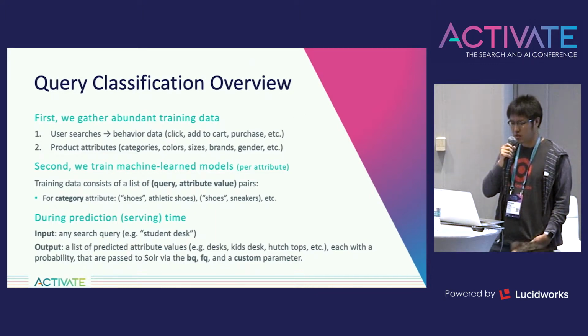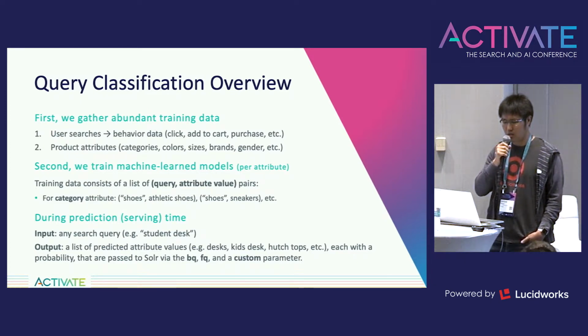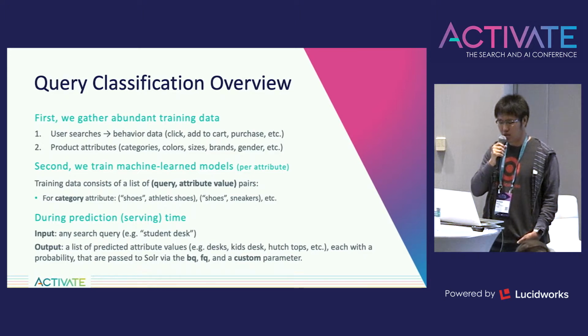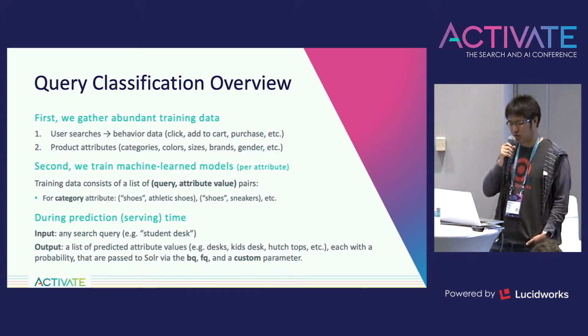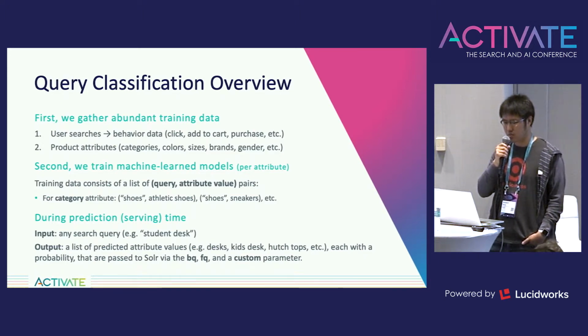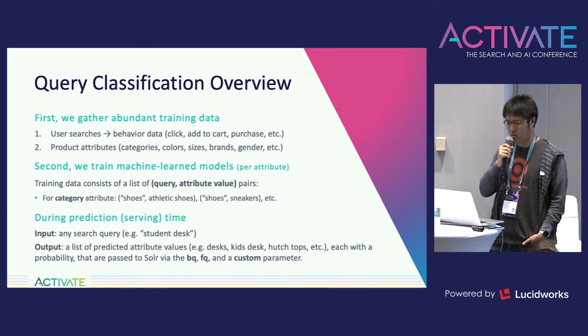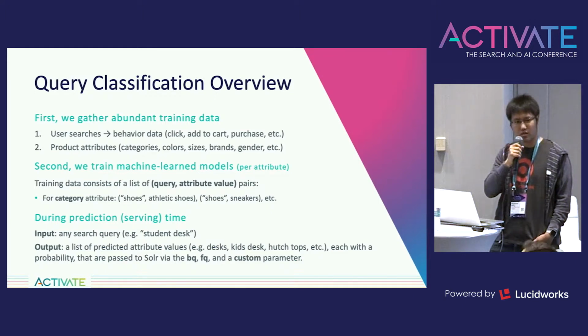During prediction and serving time, when the input comes in, for example, student desk, the output of this classifier is going to be a list of predicted attribute values, such as desk, kids desk, hutch top, each with a probability, and that are then passed to Solr through the BQ, FQ, and the custom parameter.